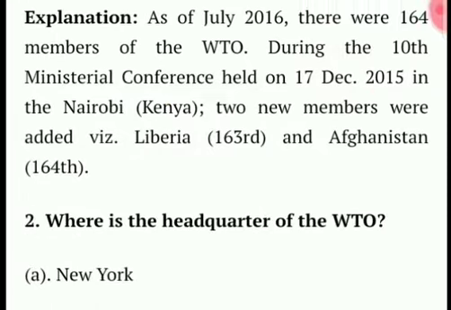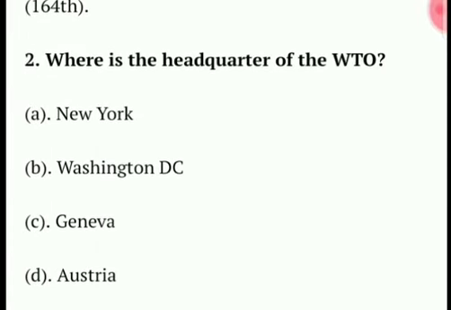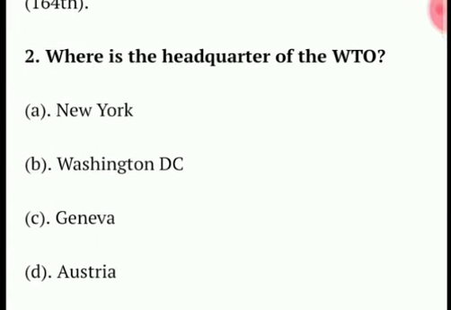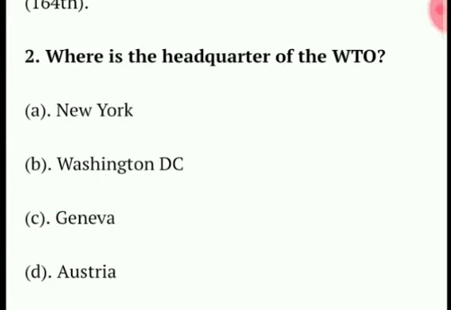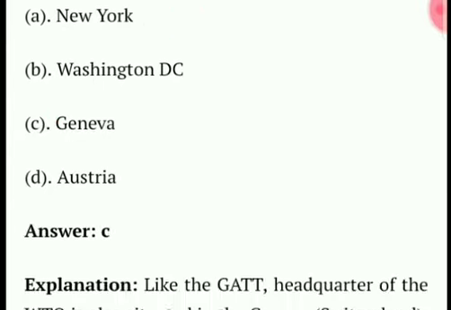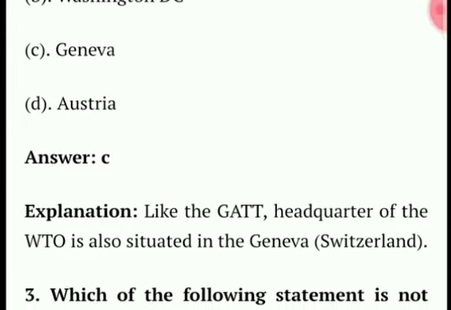Now see the second question: where is the headquarters of WTO? The WTO headquarters is not in New York, not in Washington DC, but it is in Geneva, Switzerland. So your answer is C, not Austria. The answer is very simple, like the GATT, and let me explain the answer also.